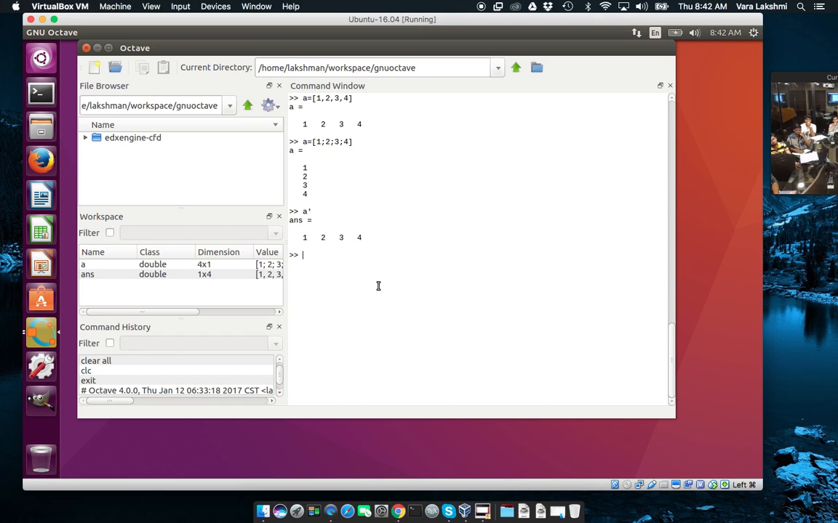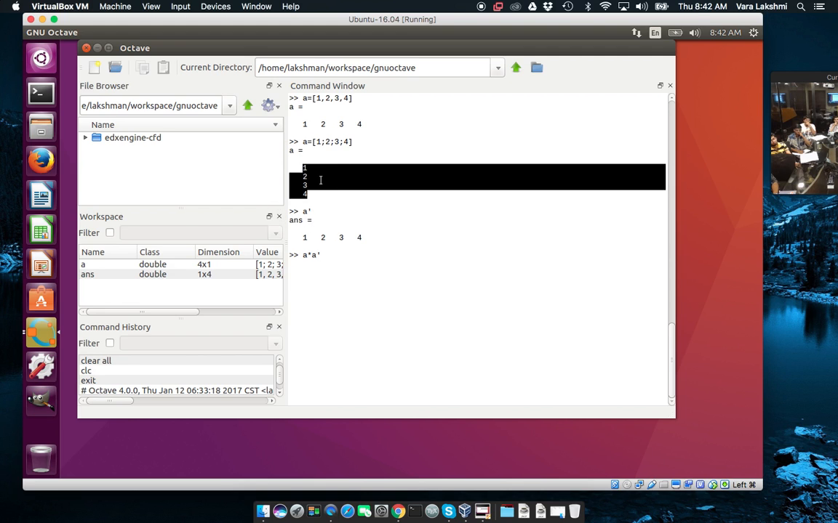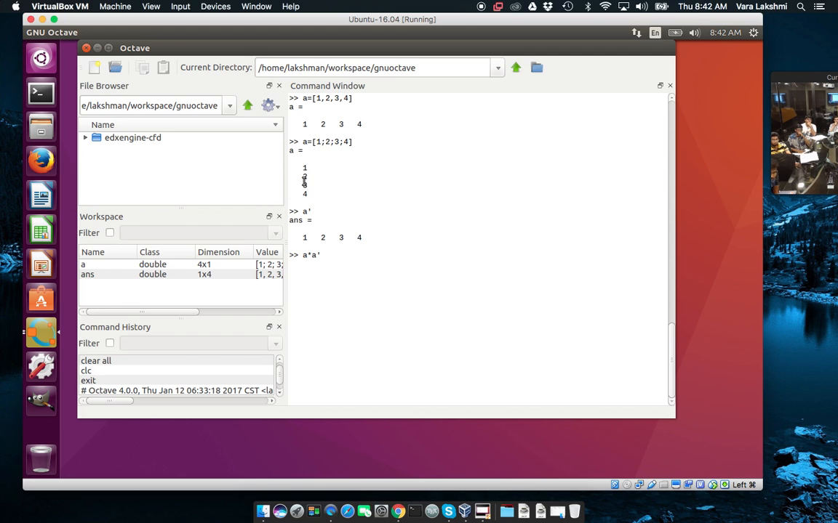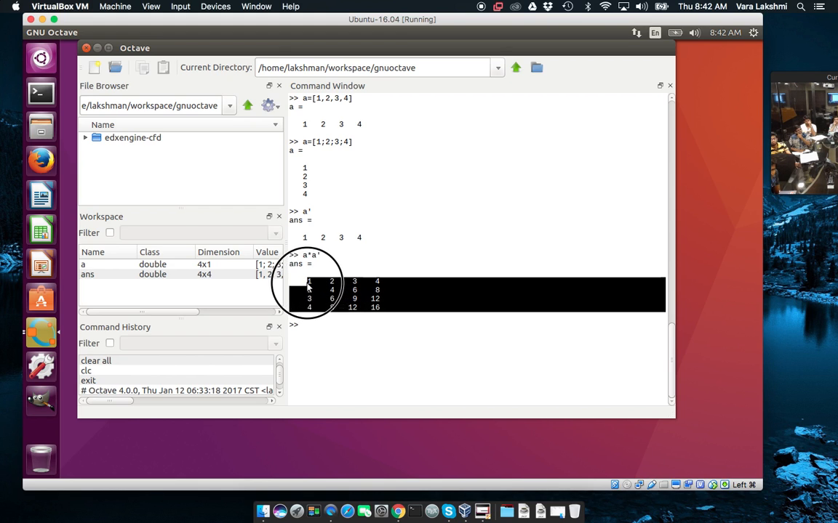That's all. So you can do multiplications, A multiplied by A transpose. A is still this, you just outputted A transpose. It is stored in a temporary variable called ans, but A is still a column matrix, 1 2 3 4. The size of this is 4 by 1 and A transpose size is 1 by 4. So when we do A multiplied by A transpose, we should get a 4 by 4 matrix, and we got a 4 by 4 matrix.